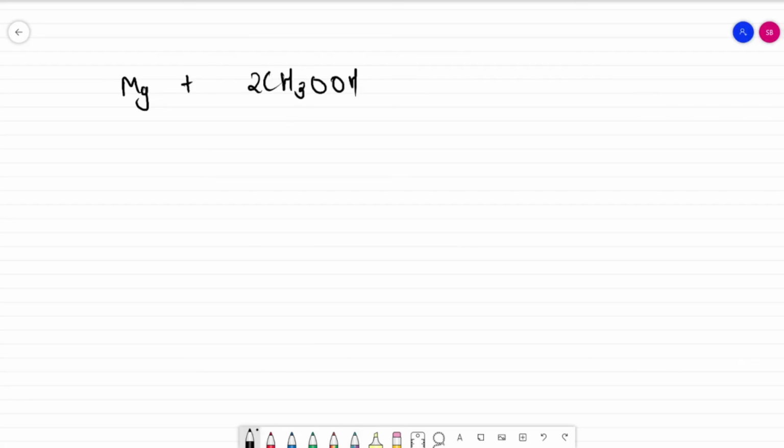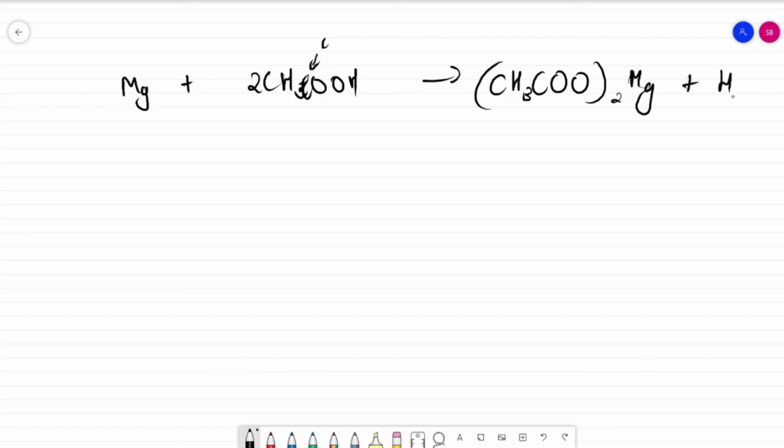2CH3COOH. So here's C. Okay, COOH, and this will give us CH3. You don't need to know this. Usually they give you the formula. So (CH3COO)2Mg, and you will get, of course, hydrogen. So this is for the formula, and it's telling us what is in excess.